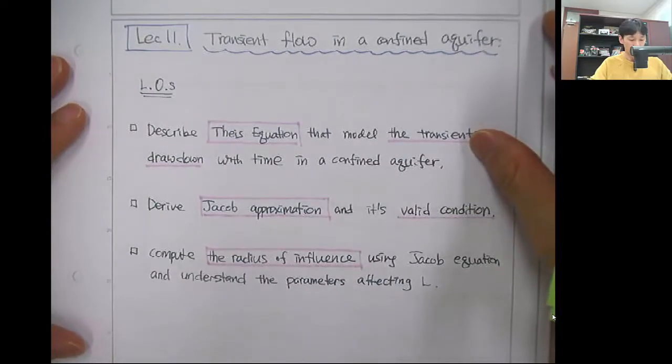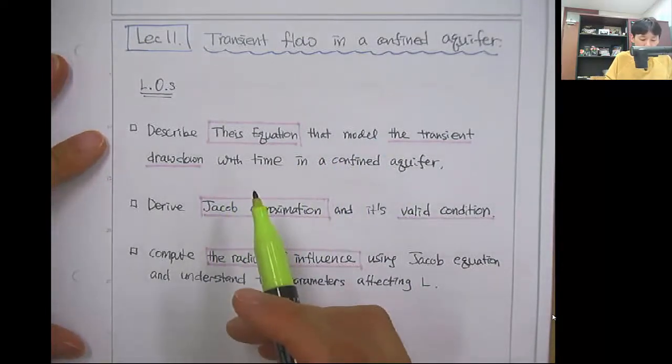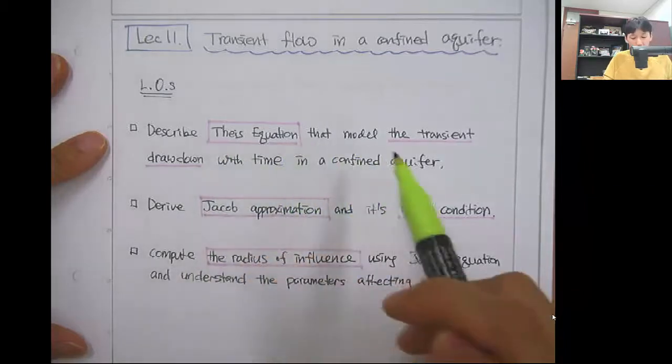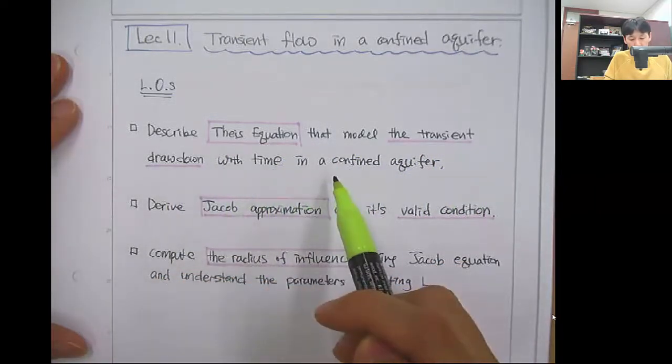Hello everyone, this is lecture 11. Today we're going to talk about transient flow in a confined aquifer. So the learning objectives of this lecture 11 is to describe the Theis equation that models the transient drawdown with the time in confined aquifer.